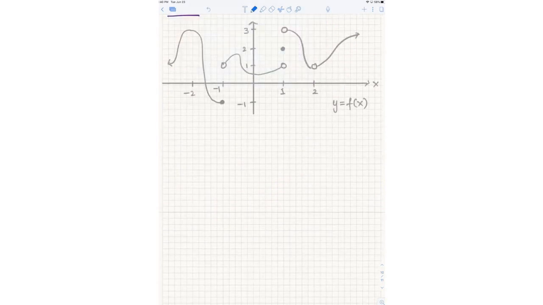So for part A, I want to calculate what is the limit as x approaches -2 from the left of f of x. What is the limit of f of x as x approaches -2 from the right? What is the limit as x approaches -2 overall, right? Two-sided limit. And what actually is f of -2?